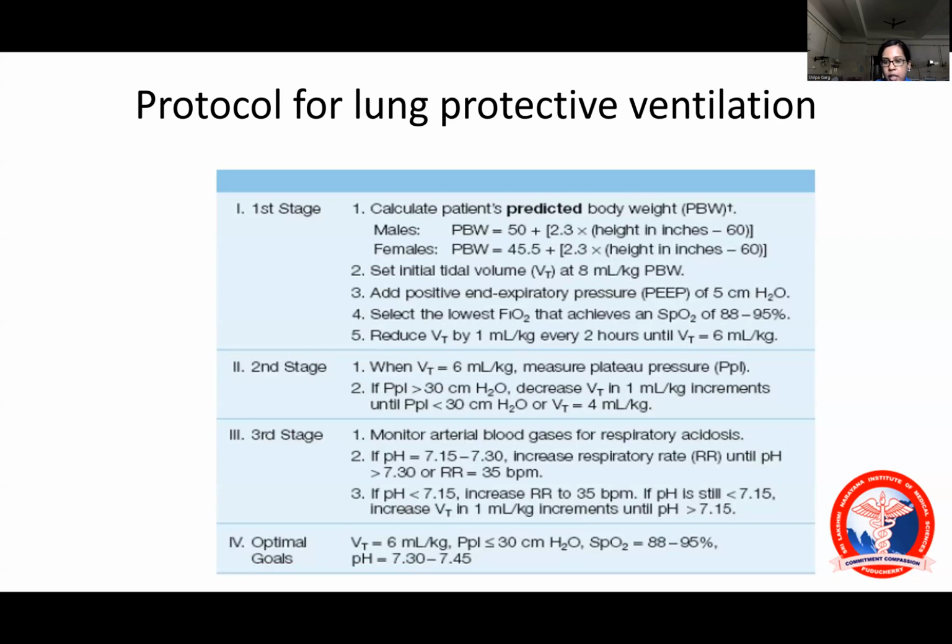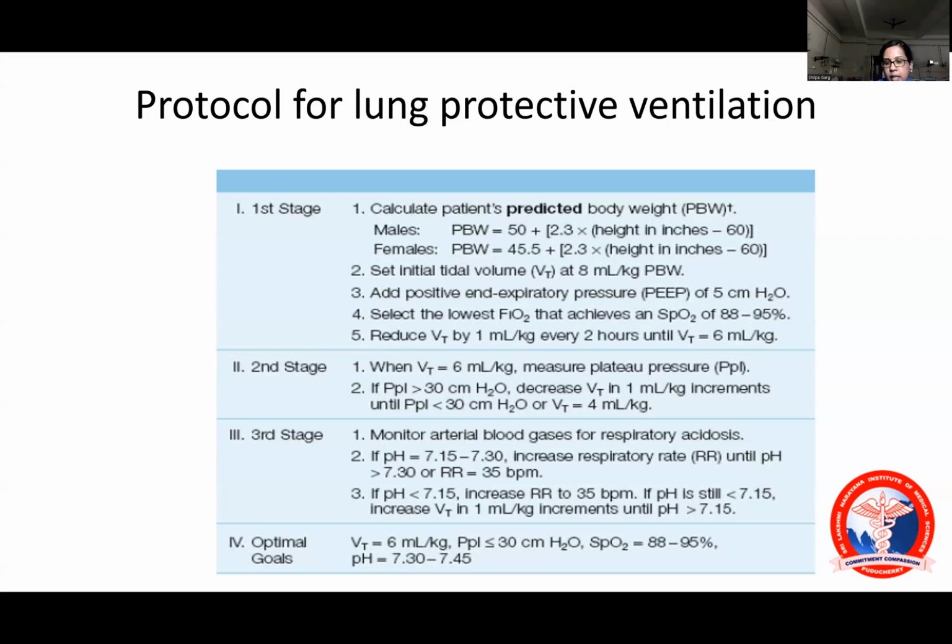So initially we kept it at 8 ml per kg. We will start by reducing by 1 ml per kg every 2 hours until the tidal volume reaches 6 ml per kg. So the first stage is over. We have reduced the tidal volume to 6 ml per kg from 8 ml per kg.